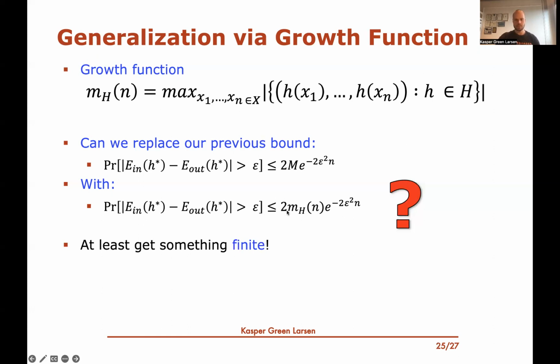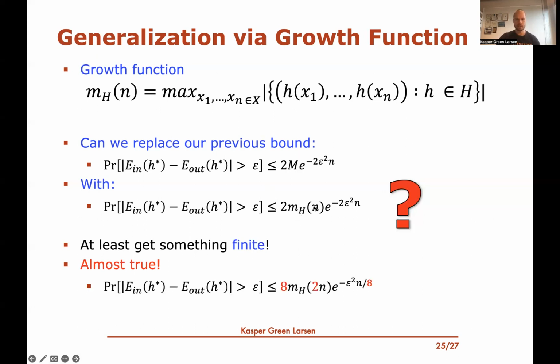At least if this was true, we could plug in a value here and we would get a bound that's meaningful. We'll get a finite expression on the right-hand side that may become meaningful. And it actually turns out that this is almost true. We can almost just substitute this capital M with the growth function instead. And here's a bound that one can actually prove. If you replace the constant here by 8, instead of applying the growth function to n, you apply it to 2n, and instead of having a 2 in the exponent, you have a 1/8, then this is actually true. You can actually plug in the growth function.